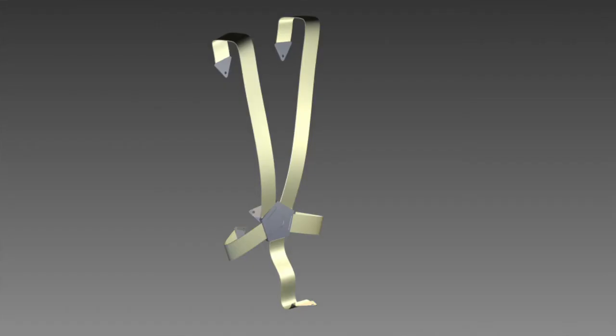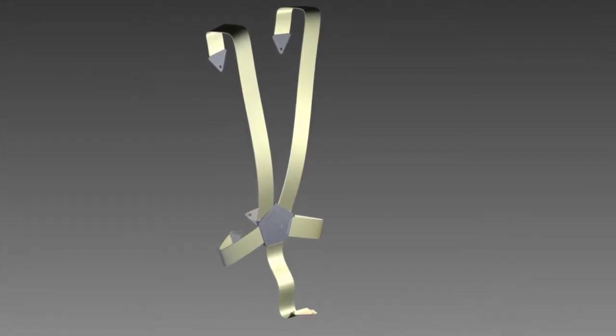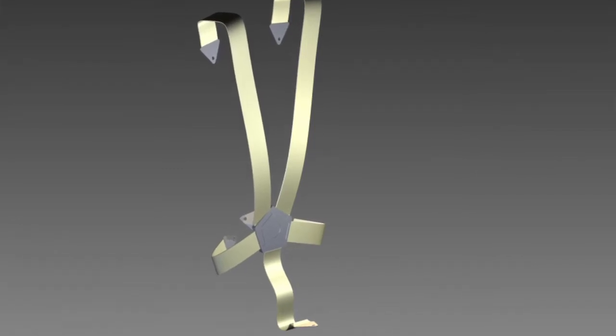The seat is made of lightweight plastic material to reduce weight and cost. The safety harness straps are made of nylon, and the buckle is made of steel to make the harness as strong as possible.